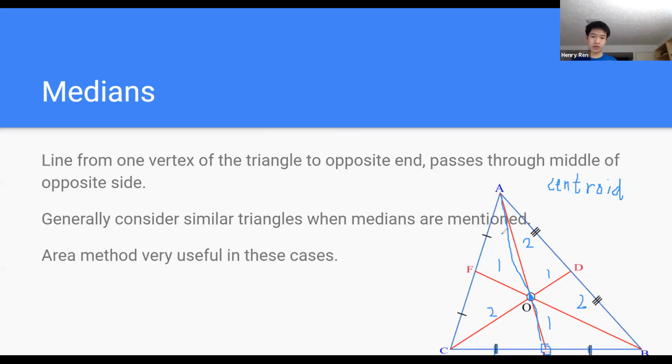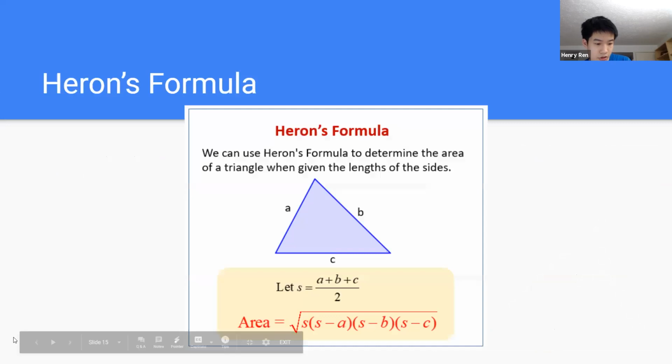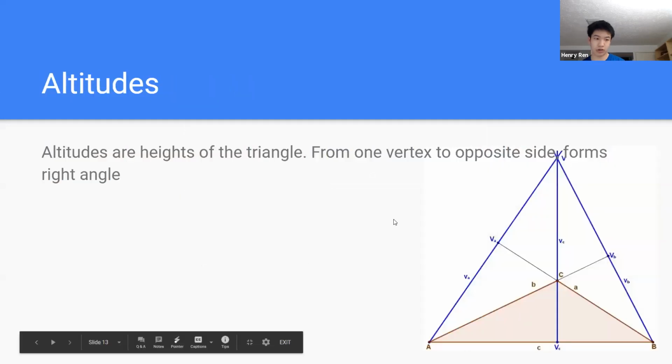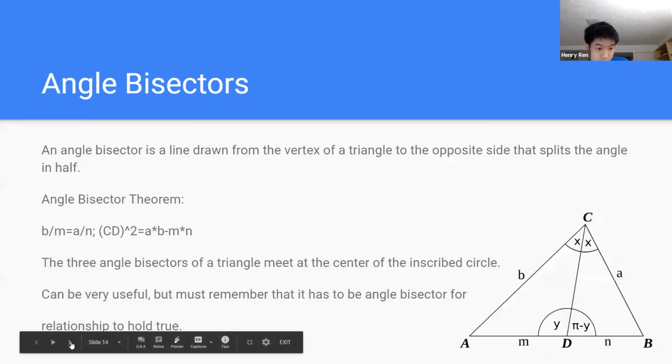Okay, let's move on. Altitudes, I already talked about those, I guess. When you draw a line from a vertex to an opposite side that forms a right angle, or you could just say you drew a perpendicular line from the side to the opposite vertex. Altitude is what we use as the height part of the base times height formula. Base times height divided by 2. I guess we already talked about that.